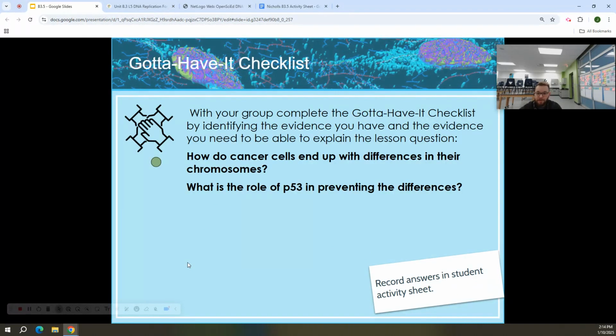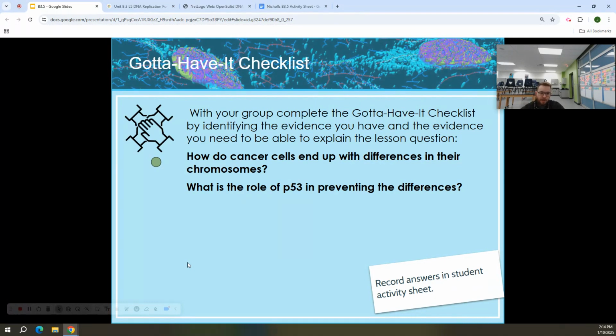Okay, so now I feel like we should have a pretty good idea of the differences in cancer cells and their chromosomes, maybe not just yet, but for sure the role of P53 in preventing differences.